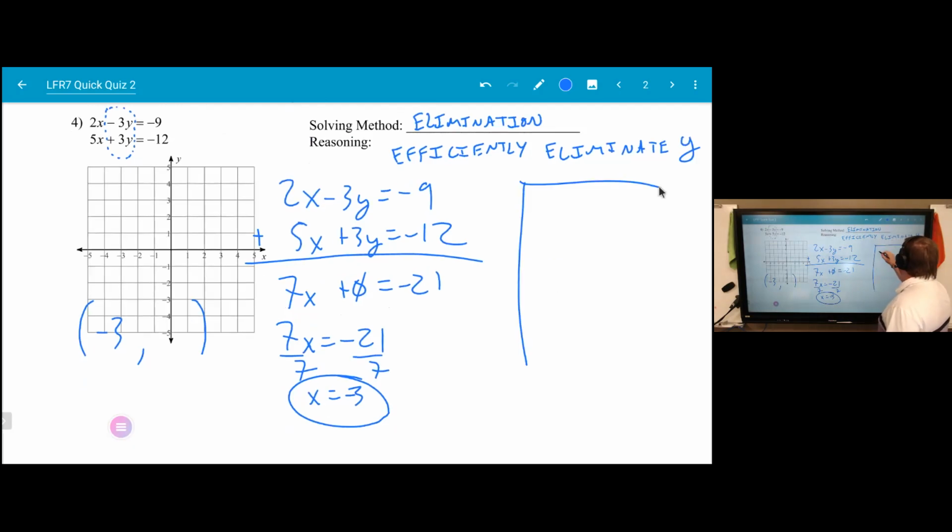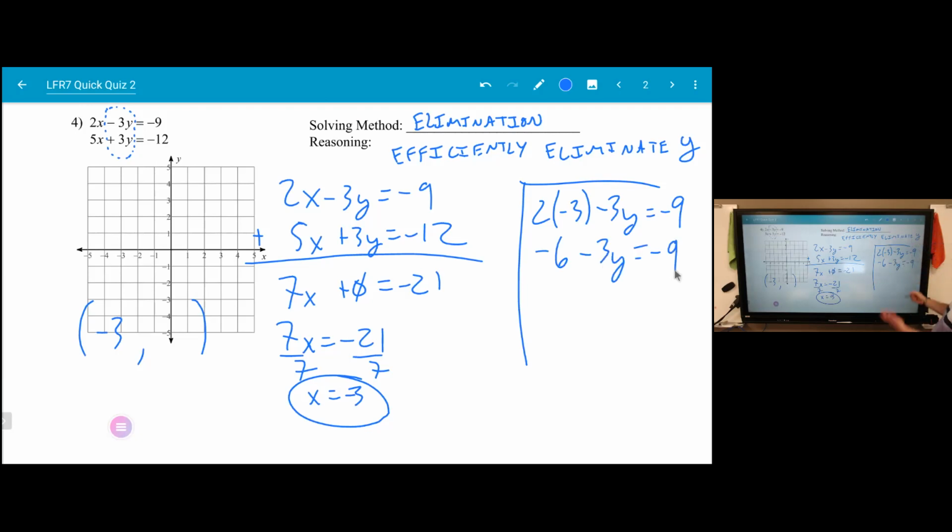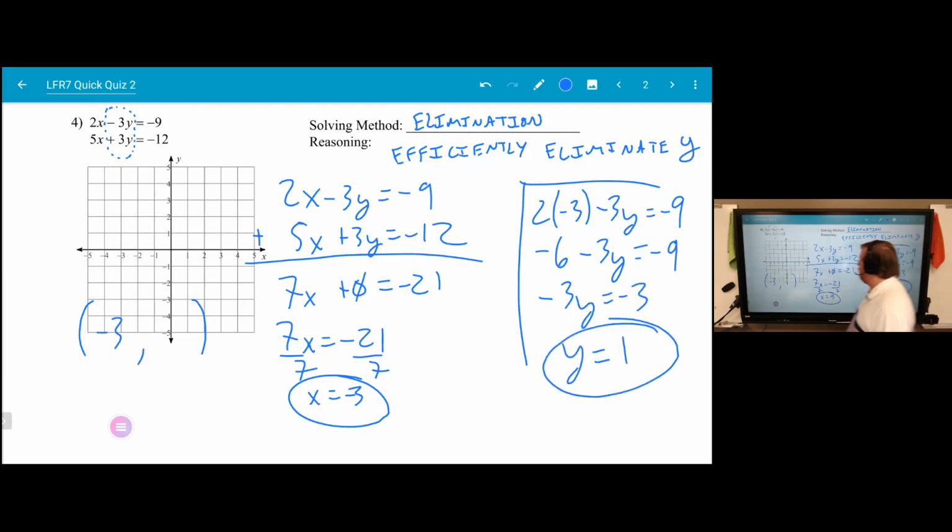So 2 times negative 3 minus 3y equals negative 9. If I multiply through and solve, I get negative 6 minus 3y equals negative 9. Add 6 to both sides. Negative 3y equals negative 3. Divide by negative 3 and y equals 1. These two cross when x is negative 3 and when y is 1.